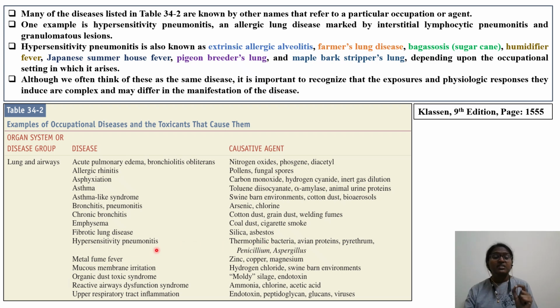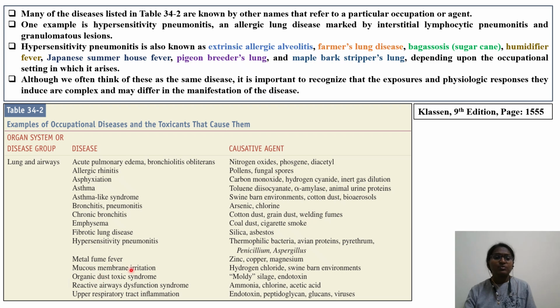Okay. Then hypersensitivity pneumonitis, we have thermophilic bacteria, avian proteins, which are nothing but bird proteins, bird danders or their fecal material. Pyrethrum, which is of plant origin, Penicillium and Aspergillus. Okay, they are causing hypersensitivity pneumonitis. Metal fume fever, again a very important question. It will come from the DABT point of view. So what are the metals? Zinc, copper, magnesium. So particularly when a person has this, they will say metal fume fever.